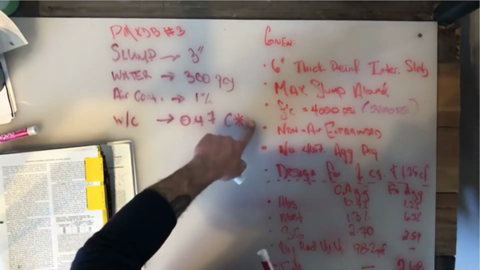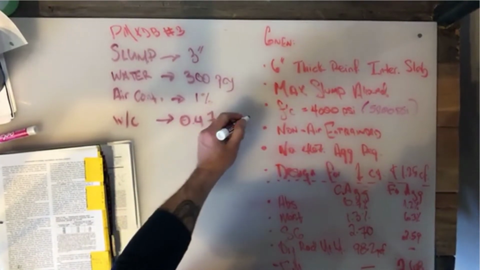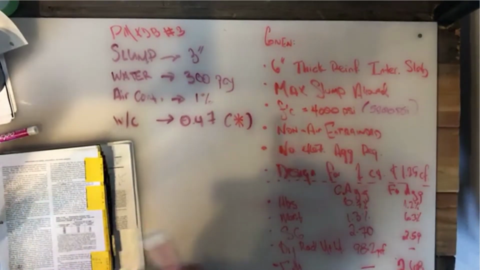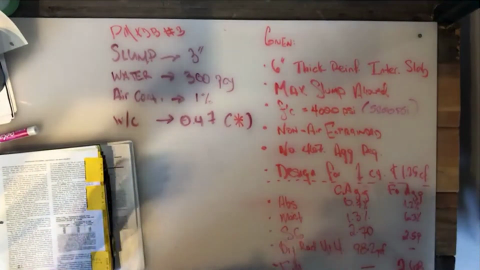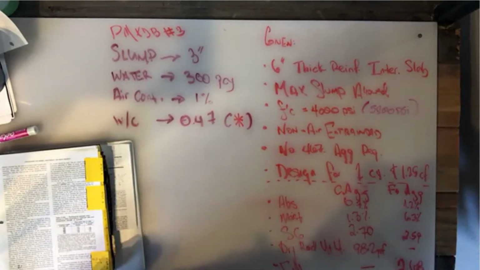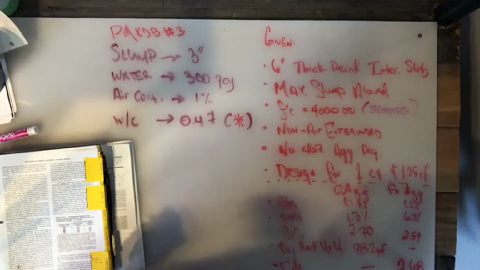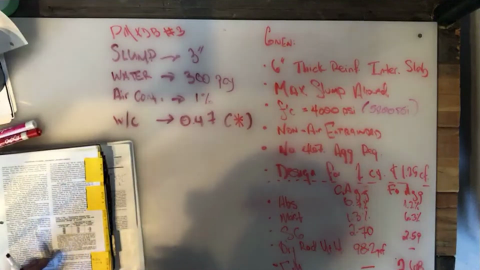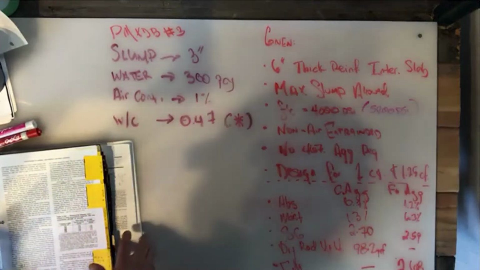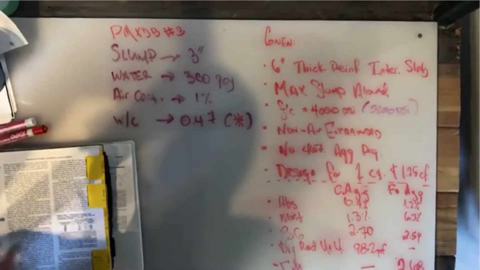What we ended up doing was running this mix in the lab 3 times, and we found that to get to the strength we need without admixtures, based on the cement that we were using, we had to use a little bit more water. We ended up going to, I believe, a 0.57 or a 0.58, maybe a little bit more. But the math I'm going to do is all based on this 0.47.